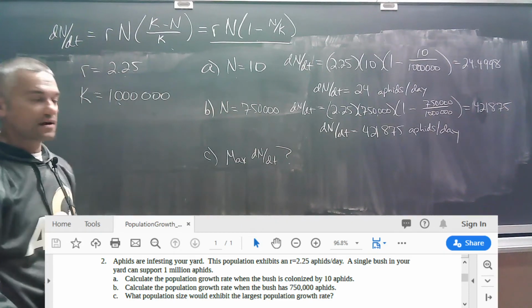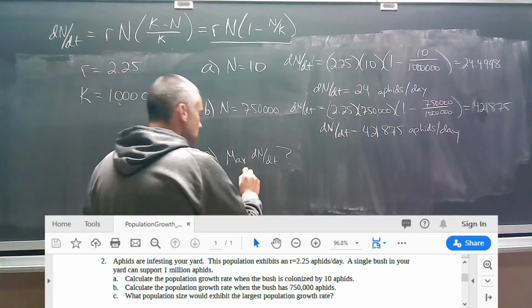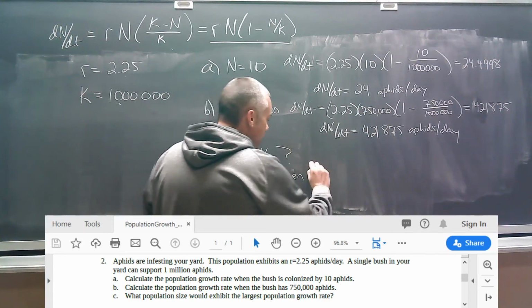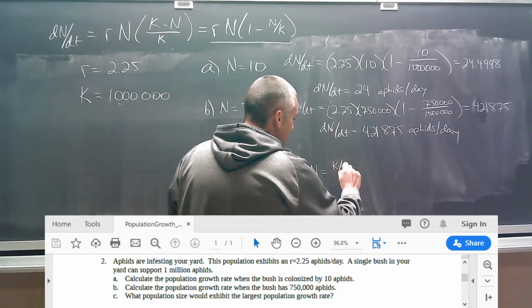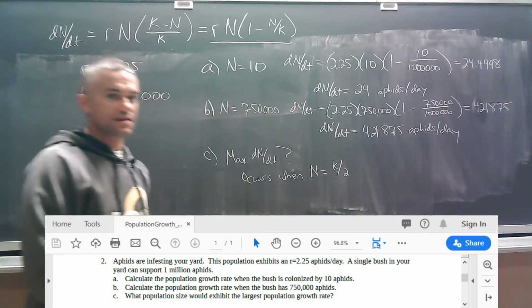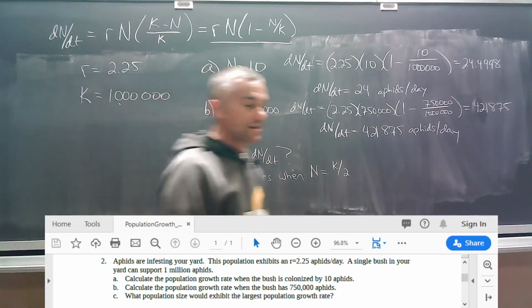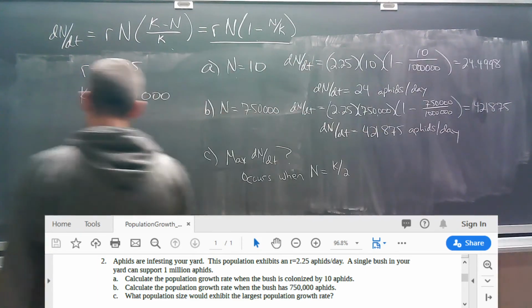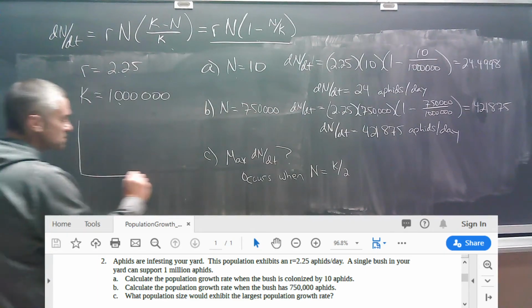And what is that? Well, that happens when our population size is half of our carrying capacity. How do I know that? It's just given to us. It's a fact, and it's based on our logistic growth equations.